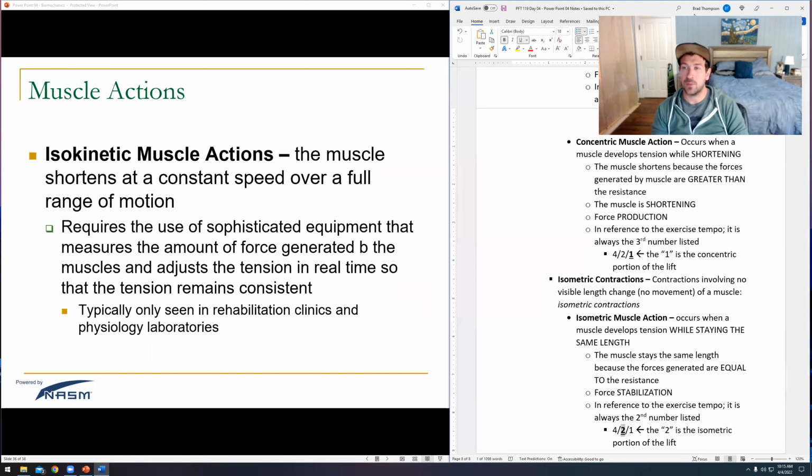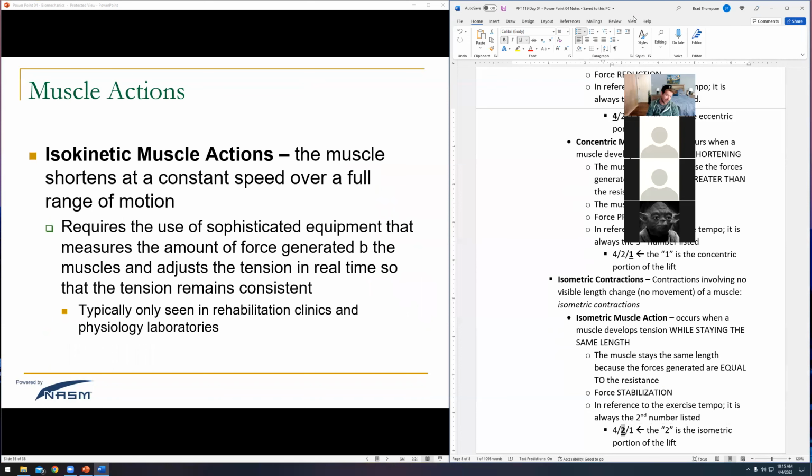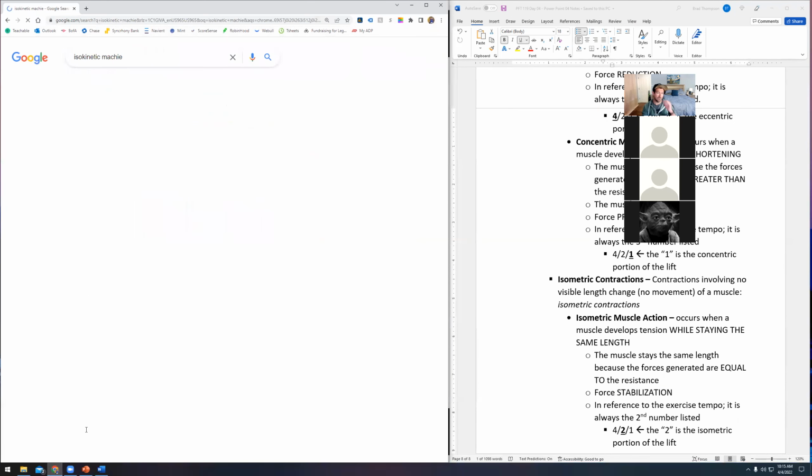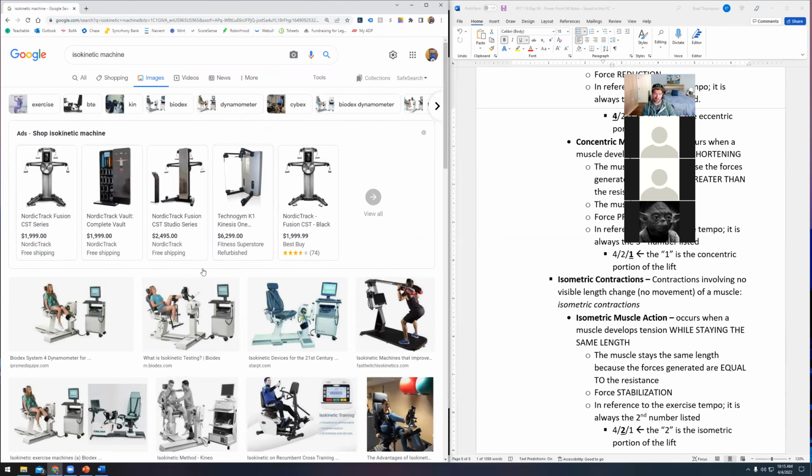Now, there are some special terms you'll sometimes hear floating around, but honestly, they don't come up very often. Sometimes you'll hear isokinetic. That occurs when a muscle is contracting, but at a very constant speed. So there's a machine that will keep you from being able to move too fast or too slow. We don't ever see it in regular gyms. You'll see they look like this. Not this stuff at the top, by the way.